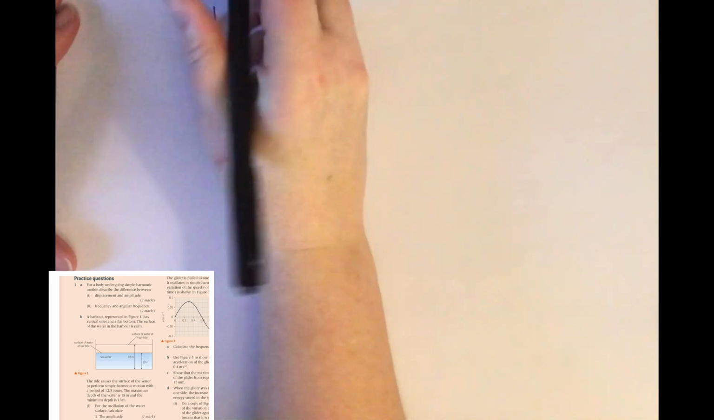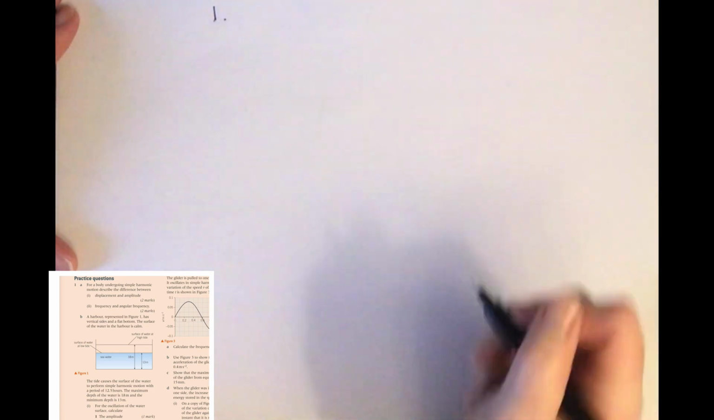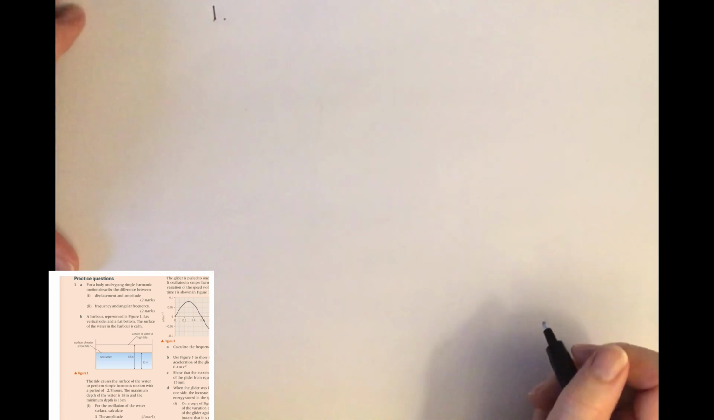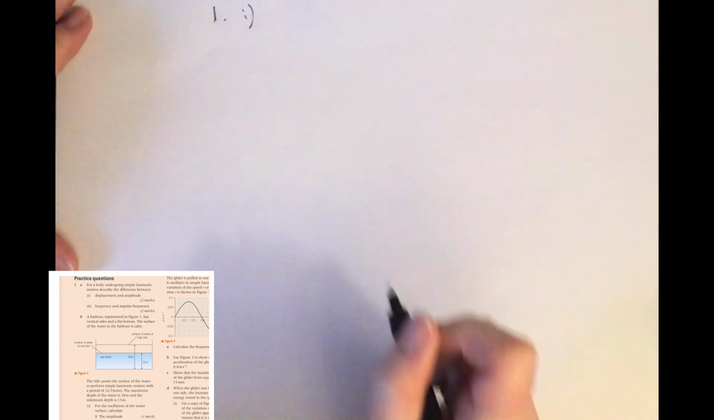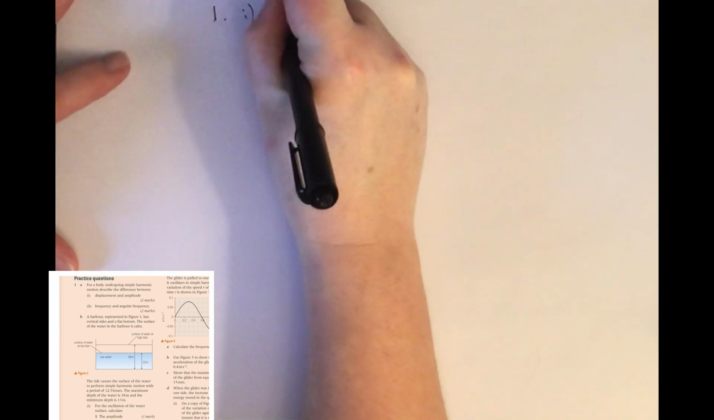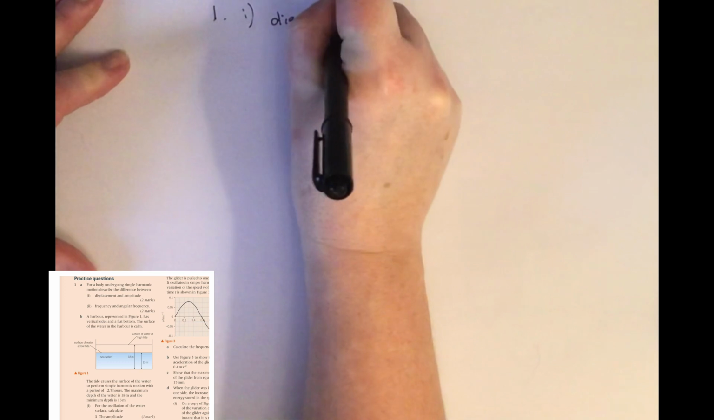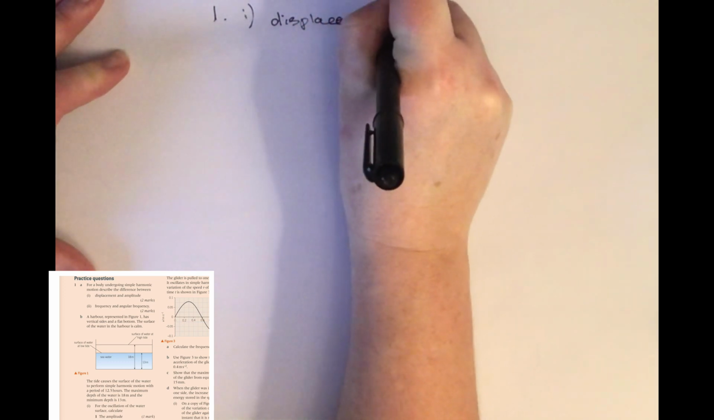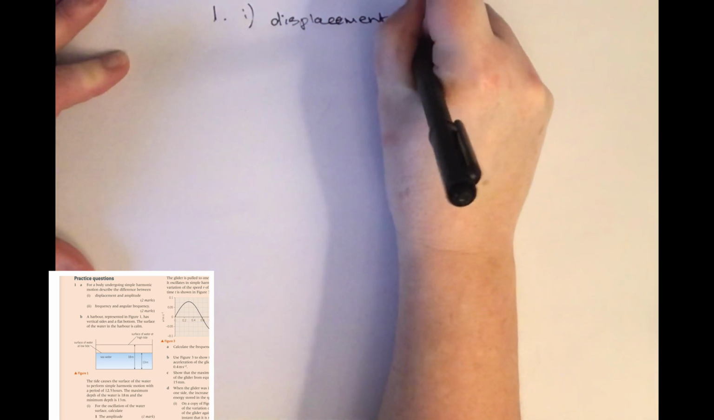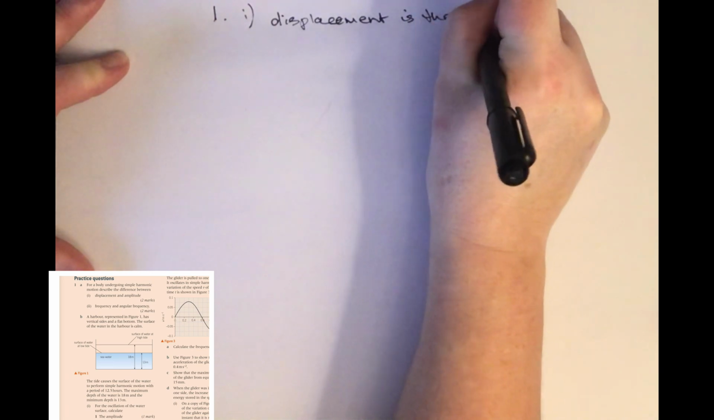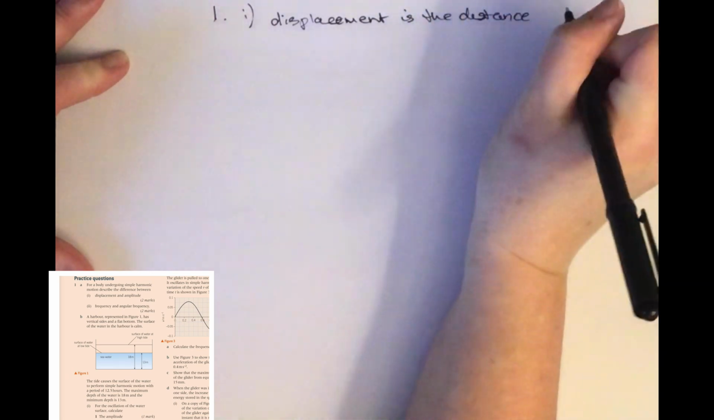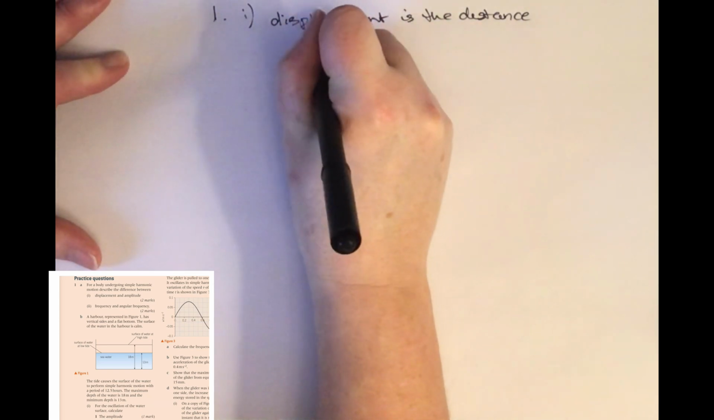Question 1 is looking at the displacement of water in a harbour, and the first part of the question asks you to describe the difference between displacement and amplitude. So displacement is the distance from the equilibrium position, but the amplitude is the maximum displacement.